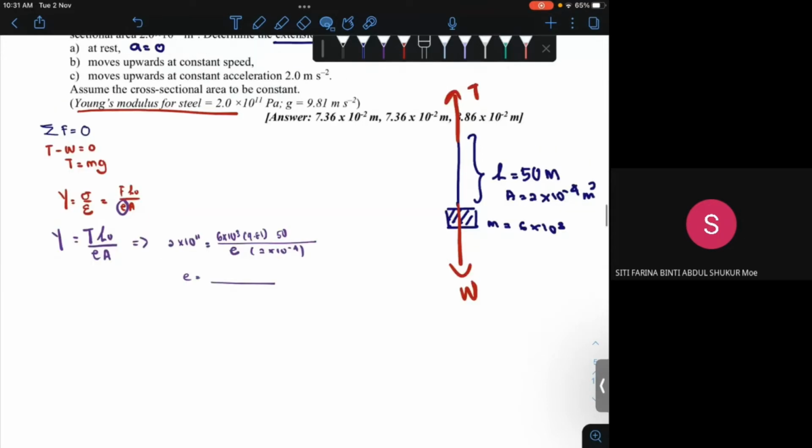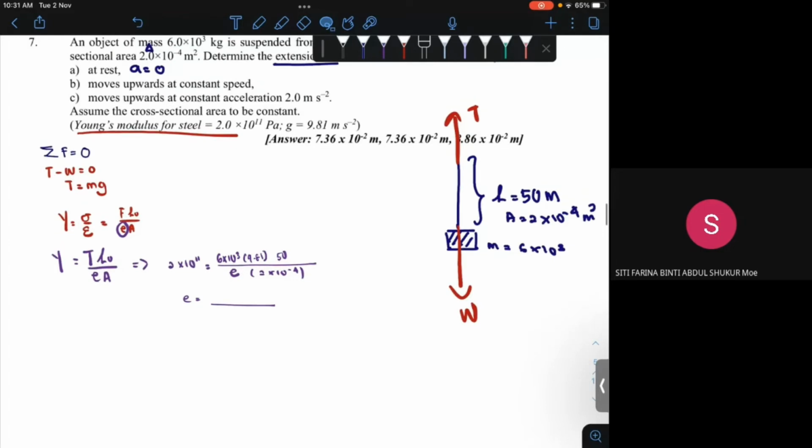Okay, so untuk kes kedua, masih sama, you still have this tension and the weight juga acting on this system. Tension dan juga weight masih ada, it's just that now they are not at rest, they are moving with constant speed. Apa maksud constant speed? Acceleration equal to 0.